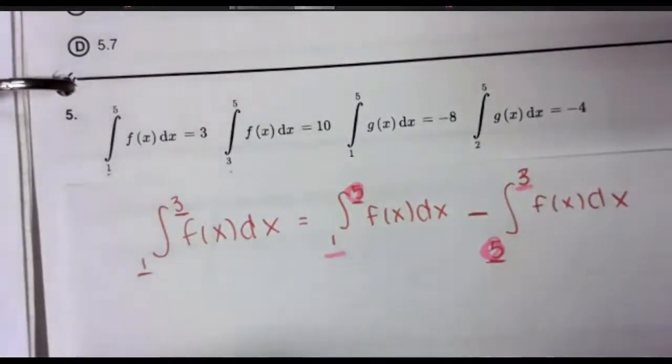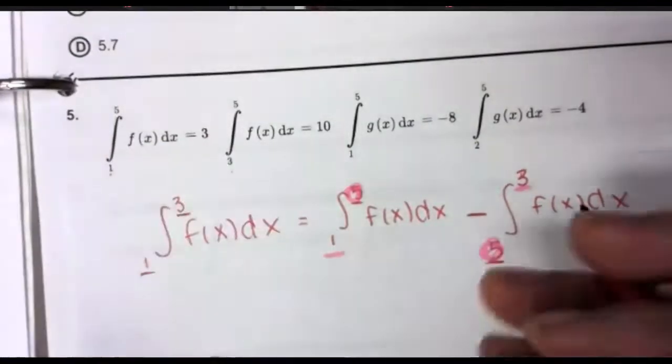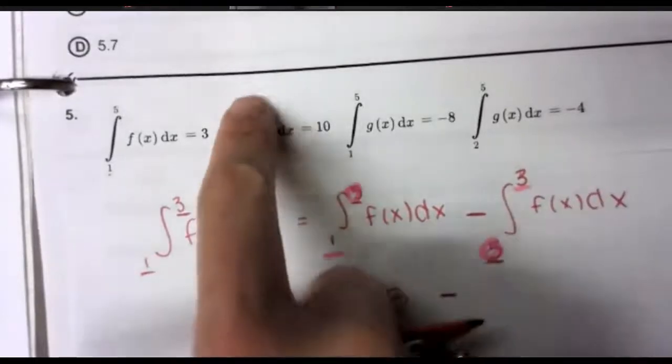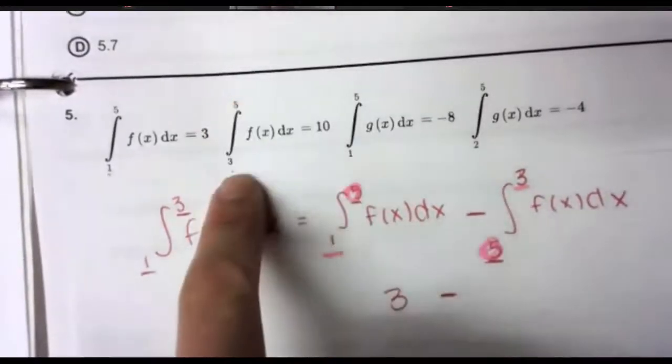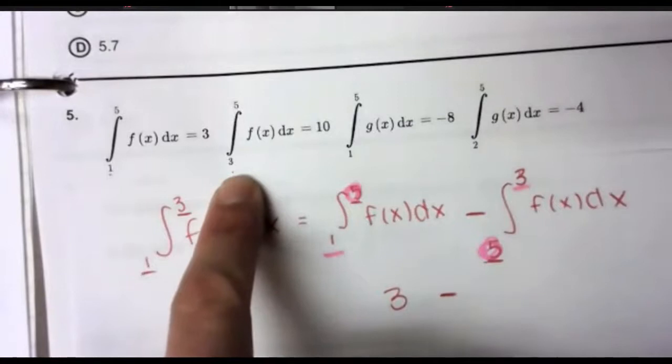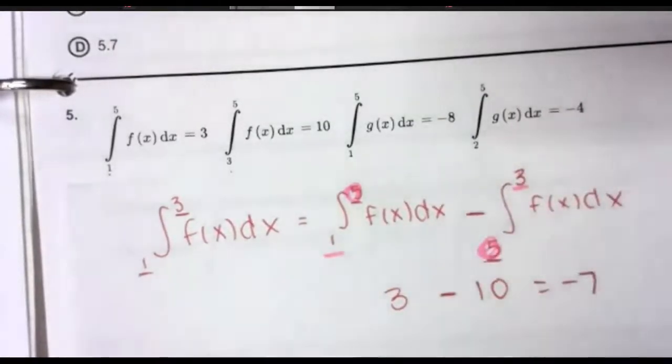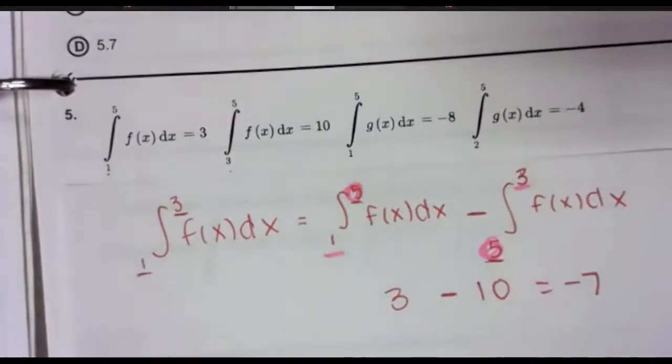So it would be 1 to 5, which is 3, minus 3 to 5, which flipped is 5 to 3. So your answer is -10. It's the same as adding a negative to that answer, because you're taking it backwards. You're taking the opposite of what it was. Does that help? Okay.